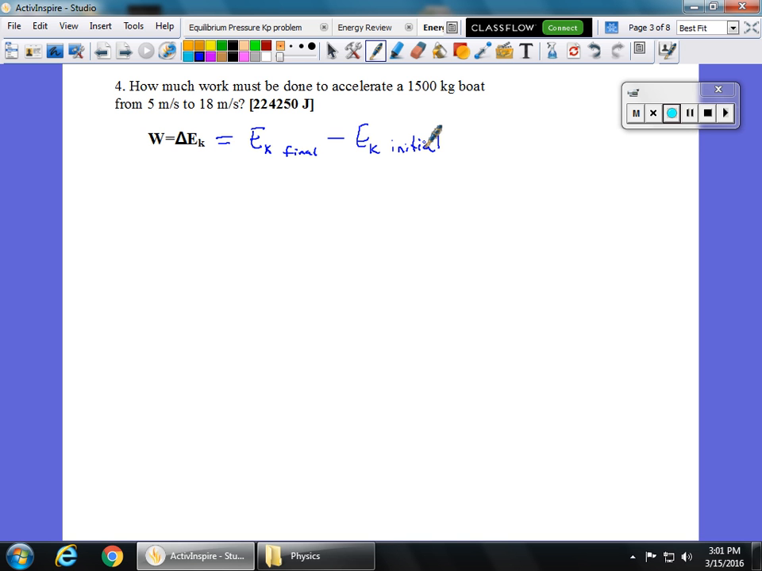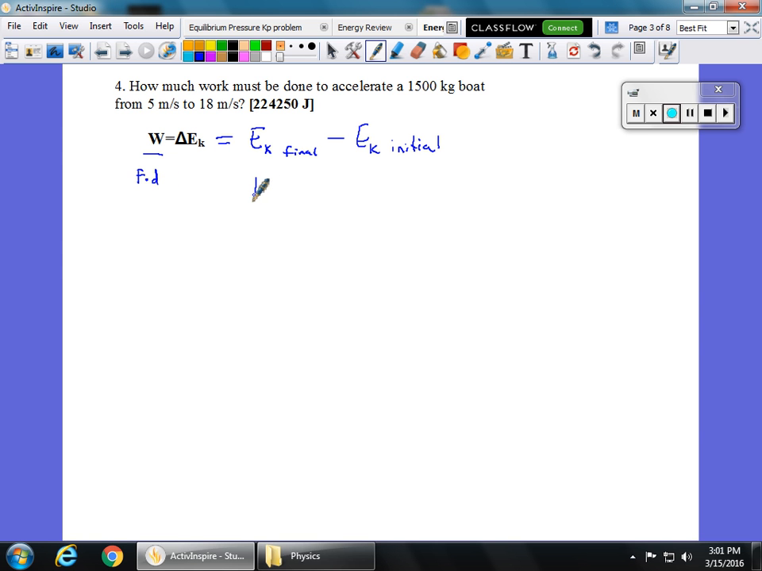Now this one asks us to find out how much work is done to accelerate a 1,500 kilogram boat from 5 meters per second to 18 meters per second. So we're really looking at the change in kinetic energy. We're not going to be using the work formula. We know that work is force times distance. Well, we don't need to do that. We can simply find the kinetic energy before, the kinetic energy after, and take the difference between them by subtraction.